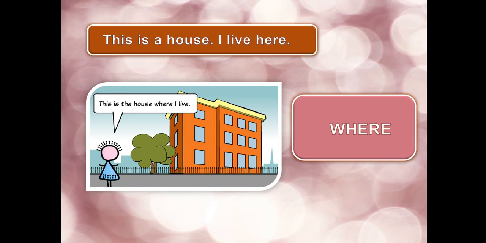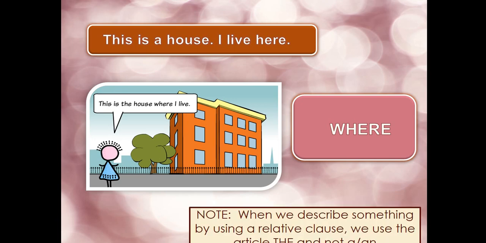Notice here that we change "this is a house" to "this is the house where I live." Why? Because when I'm talking about something in the relative clause, I change a or an to the. When we describe something by using a relative clause, we use the article the, not a or an.